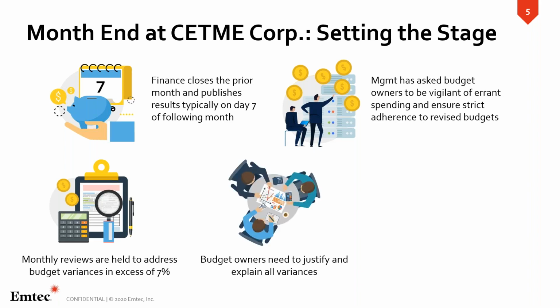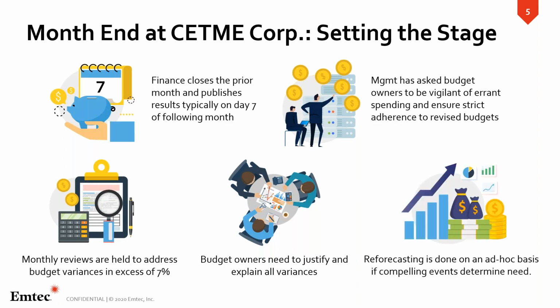But what's coming out of that is, as those variances are identified, budget owners are being asked to then justify and explain those variances as part of the month-end close process to management, to leadership, so that corrective action can be taken and reforecasting can be done, if there are compelling market events that are causing a lot of change to occur.